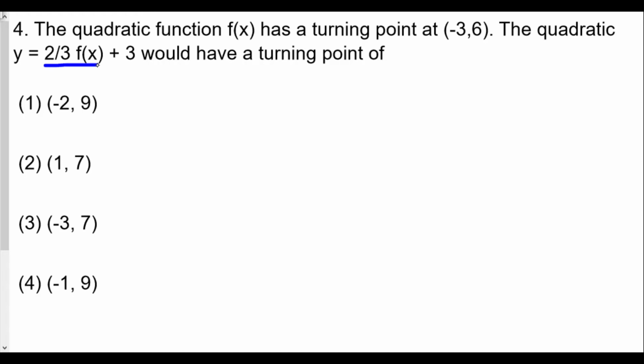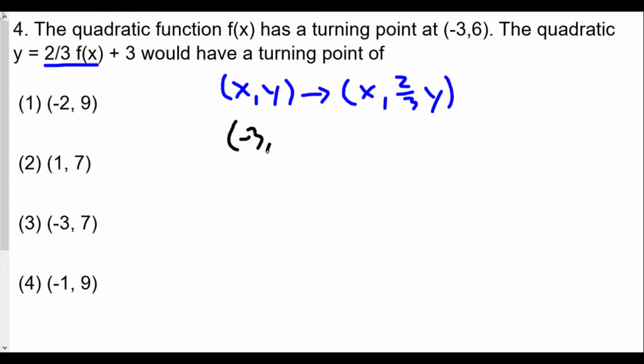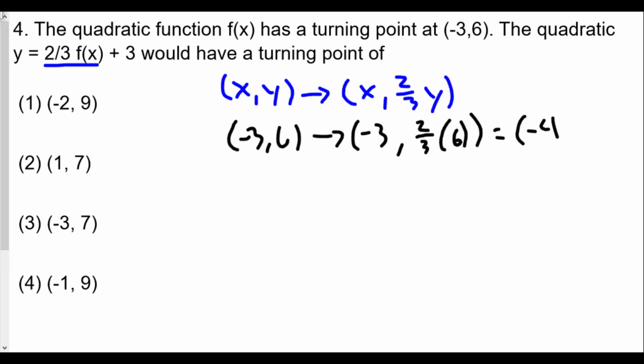So we would have multiplying the function, or vertical compression, by multiplying the y value by 2/3. So the very first transformation would be (x, y) becomes (x, 2/3 y). So that's the first thing we're going to do here. We're going to take our -3, 6, and keep -3, but multiply the 6 by 2/3. And 2/3 times 6 is actually 4, so we're going to get -3, 4.